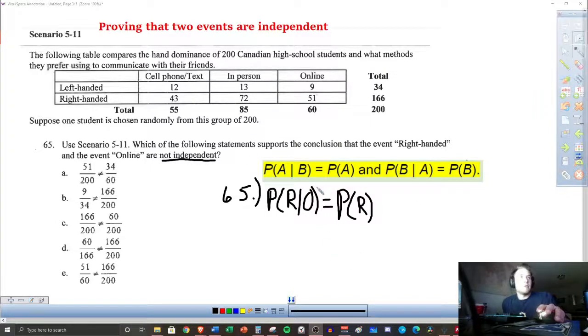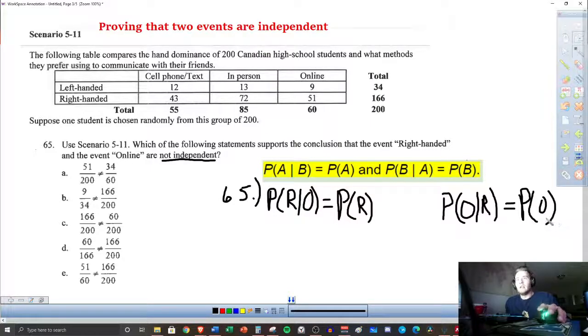Okay, so this is what we want to show. Or we could show it the other way, so we'll write both up. Go ahead and write this one up. We're just flipping them: online, given right-handed, equals the probability of online. So either way, those are going to be what we want.